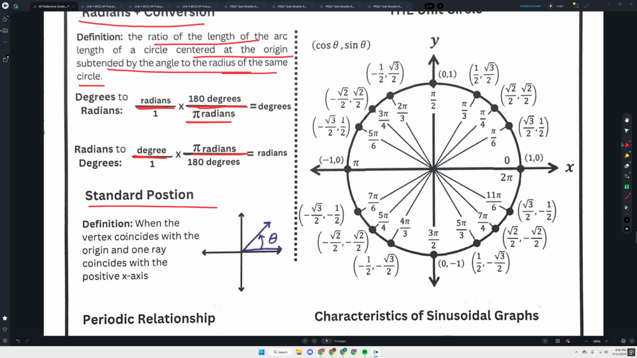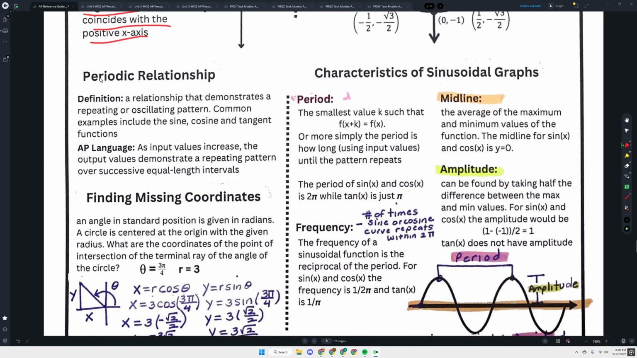Standard position is when the angle vertex coincides with the origin and one ray coincides with the positive axis. On the unit circle, the x-coordinates are your cosine and your y-coordinates are your sine. Next, the periodic relationship means, in AP language, as the input values increase, the output values demonstrate a repeating pattern over successive equal length intervals.